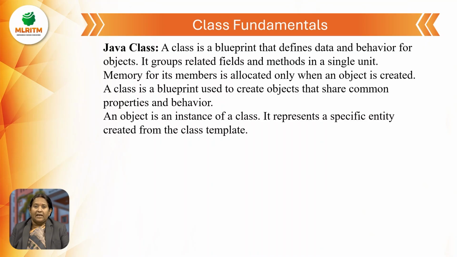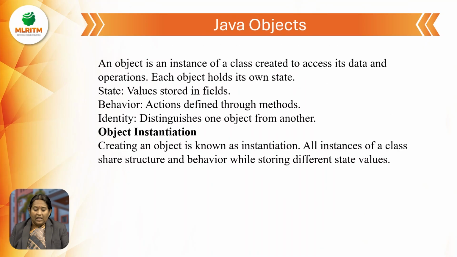In a class we will have instance variables and methods. When we want to use those particular variables or methods, we have to create an object, and memory is allocated only when they are called using the object. An object is an instance of a class created to access its data and operations. Each object holds its own state.